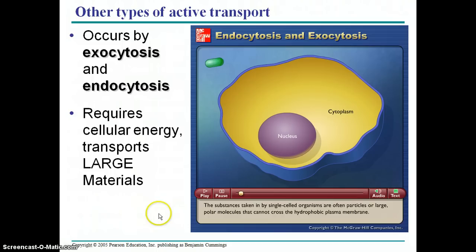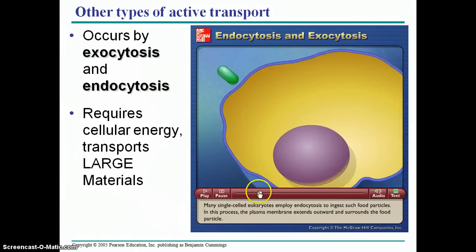There's 2 other kinds of active transport, and they're how big molecules can get into the cell. So watch this right now. In this video, there's 2 things called endocytosis and exocytosis. It's just how we get big things into the cell membrane.